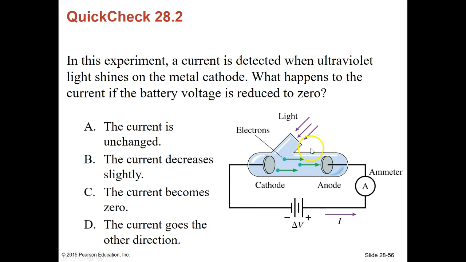So here we are with our experiment again. In this experiment, a current is detected when UV light shines on the metal cathode. What happens to the current if the battery voltage is reduced to 0? So if it's reduced to 0, then the current decreases just slightly because we're not adding that positive charge on this side anymore.